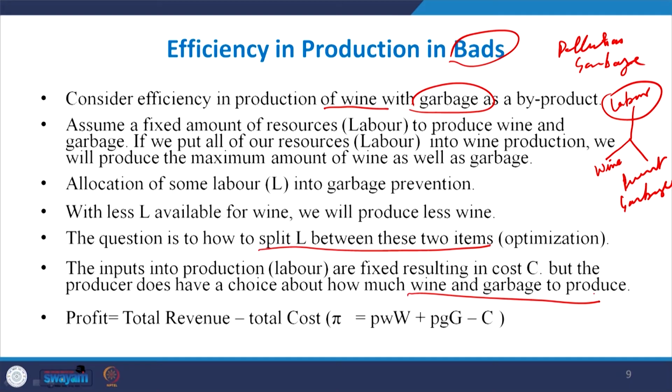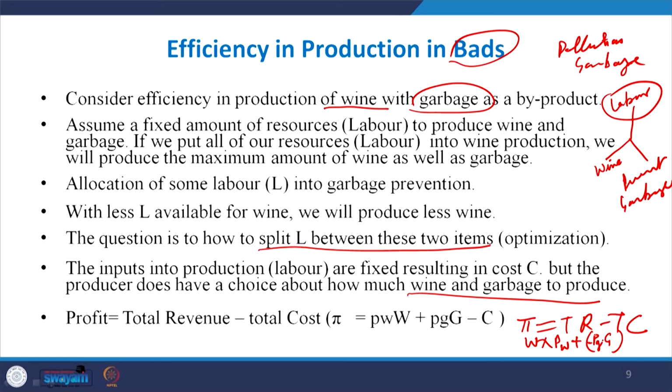Here also we know the total profit pi is equal to TR minus TC, and in this case what is the total revenue of the company? The company is producing wine. So, W is the quantity of wine multiplied by P, the price of wine, that is the revenue received by the company, plus PG, the market price of 1 unit of garbage generated by the company, multiplied by G, and since this is negative.